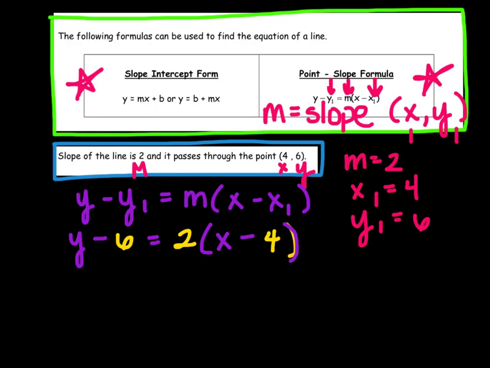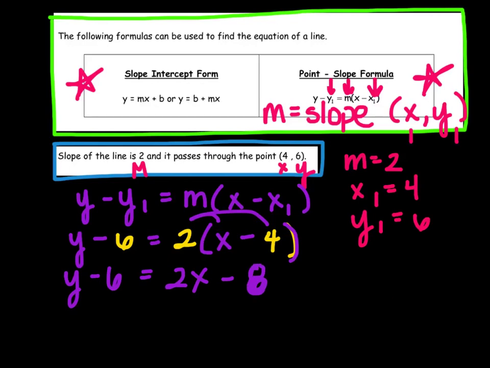So let's go ahead and solve now. So you have parentheses, PEMDAS. This goes back to normal equation rules. We're going to start by getting rid of the parentheses and distributing the 2. So we have y minus 6 equals 2 times x is 2x, and 2 times -4 is a negative 8. I messed that up. A negative 8.